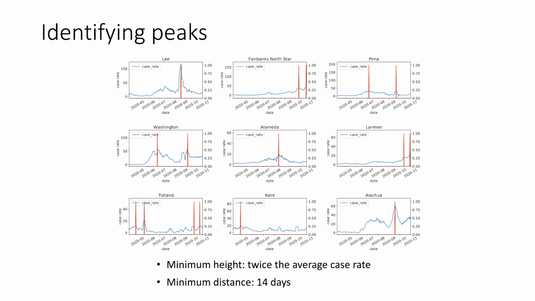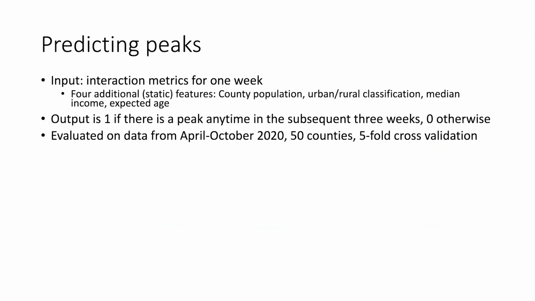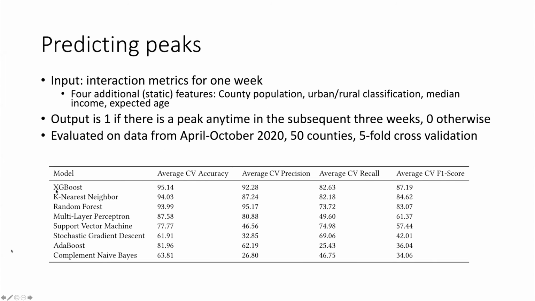And so we set up a supervised learning problem that said, can we use the interaction metrics for 1 week of data, with some additional descriptors of the counties, and have it output a 1 if there's a peak anytime in the subsequent 3 weeks, or a 0 otherwise? If we can get that much of a look ahead, that's enough time to actually act and try to prevent this. We evaluated on data from April to October of 2020 for all the 50 counties with 5-fold cross-validation. And the results are actually quite encouraging. The best performing model, which was XGBoost, gives us high accuracy and precision and recall. And the average cross-validated F1 score is about 87%.